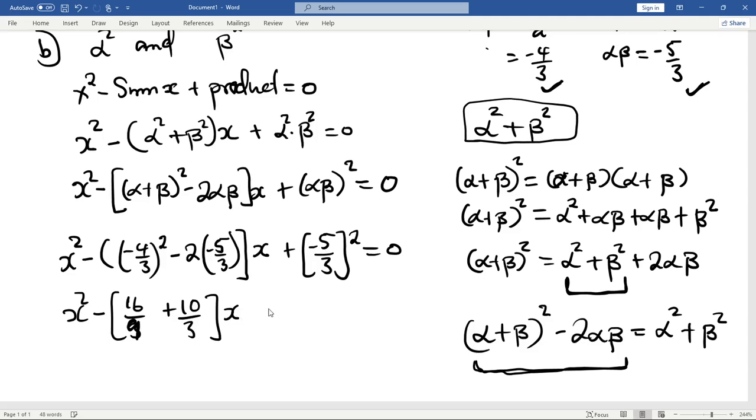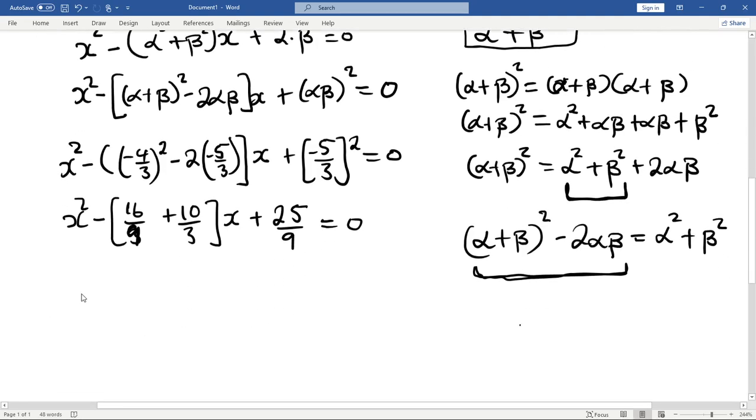We have x there, plus, so negative 5 squared, we get 25 divided by 9 equal to 0 here. We simplify this equation further.